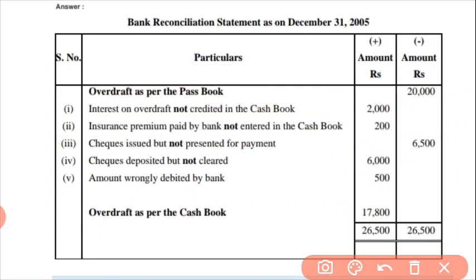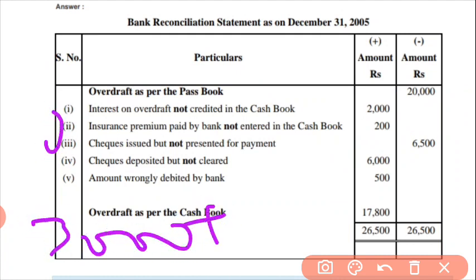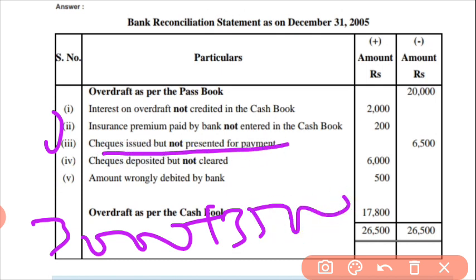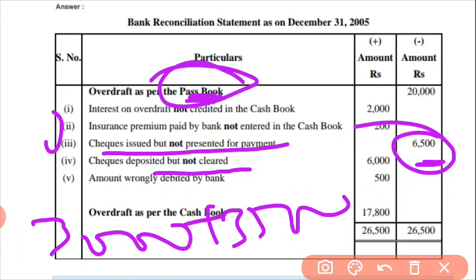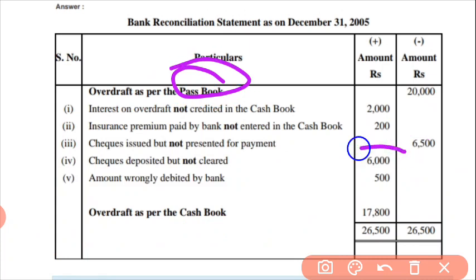Now see the third one: two checks were there. How many checks? Two checks, one of 3000 and another of 3500. Checks issued but not presented for payment are a plus item as per cash book, but here we are doing it as per passbook, so it will be recorded on the minus side. After that, checks deposited but not yet cleared. We know very well that as per cash book we record it on the minus side, but here we are doing it as per passbook, so it will be recorded in the plus.